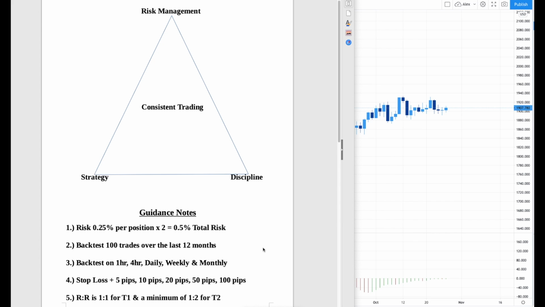As you're going along, just see how you feel. As long as you are backtesting, and as long as you do get about 100 trades over the 12-month period, that will give you a very strong indication as to your hit rate and your risk to reward, and they're the things that you're looking for.